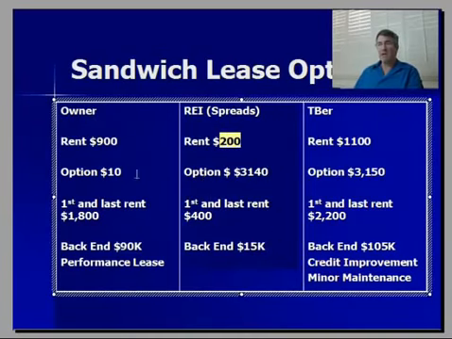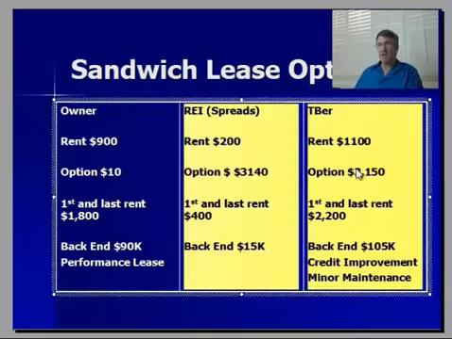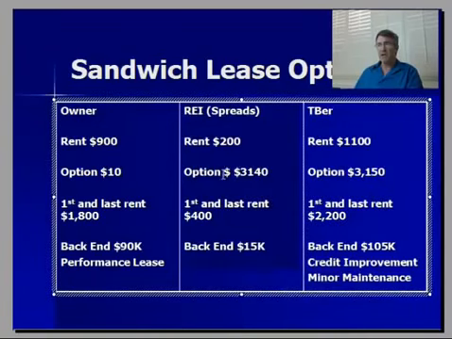If you're giving $10 a month here for the option fee, for the option to the seller, and you're getting 3%, in this case it's $31.50, you're going to get the balance, which is $31.40 here. If you pay first and last month's rent of $1,800 and you get $2,200 from the tenant buyer, you're going to get a spread of $400 every month.